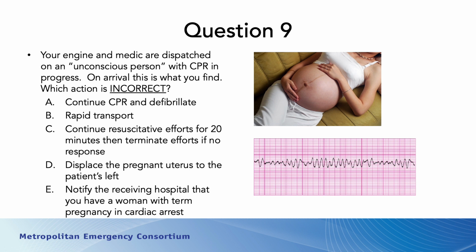The American Heart Association recommends displacing the pregnant uterus to the patient's left. Dr. Weber mentioned earlier today that's not as easy as it sounds, but just make the effort. And it's particularly important that you notify the receiving hospital that you have a pregnant woman, particularly in the second half of pregnancy, in cardiac arrest, so they have an opportunity to mobilize their obstetrical services, because a pregnant female in cardiac arrest is a candidate for perimortem cesarean section in the resuscitation room.